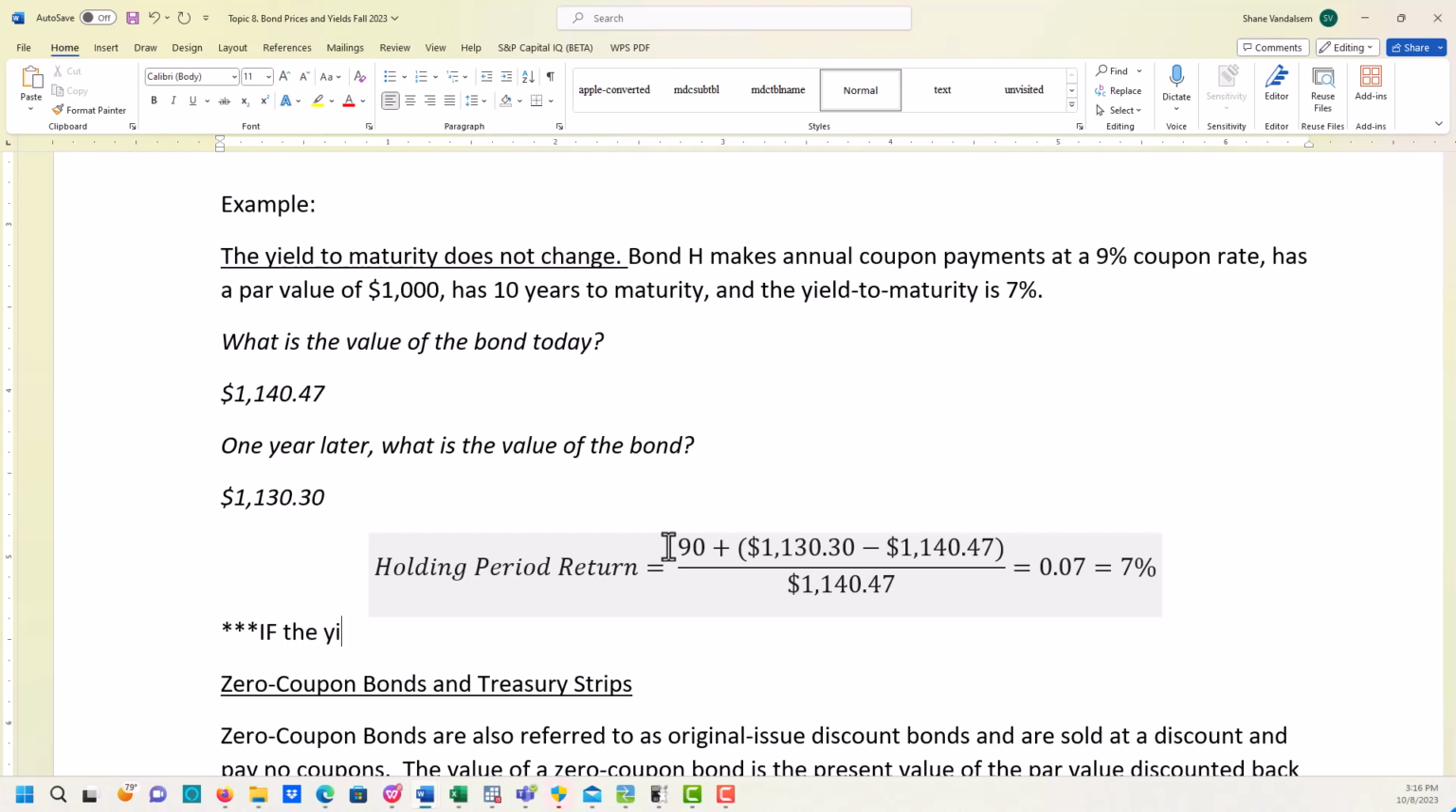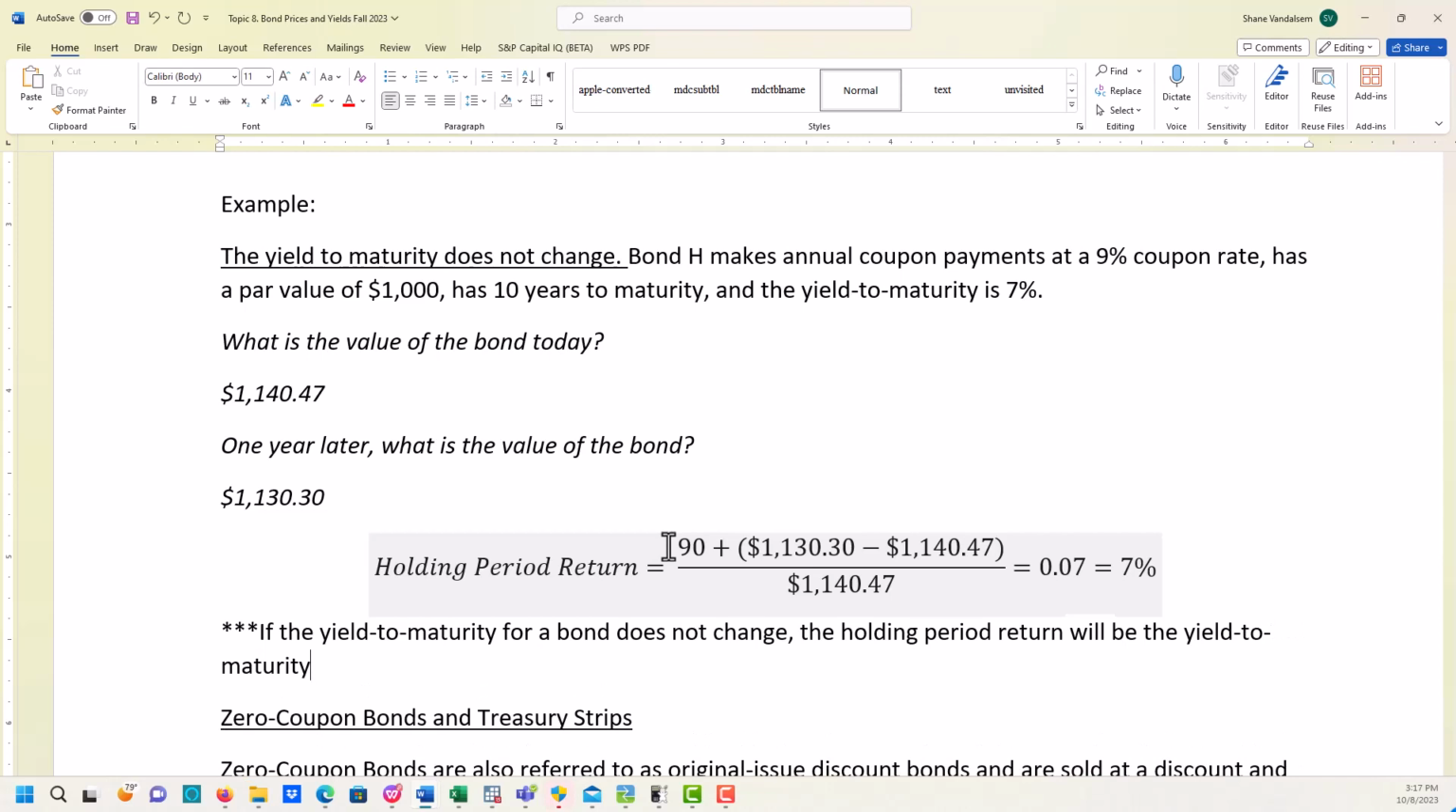If the yield to maturity for a bond does not change, the holding period return will be the yield to maturity for the bond.